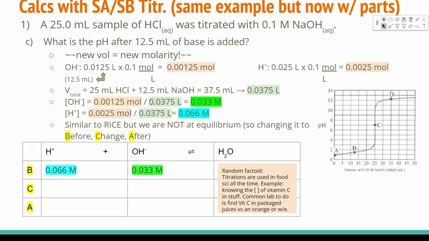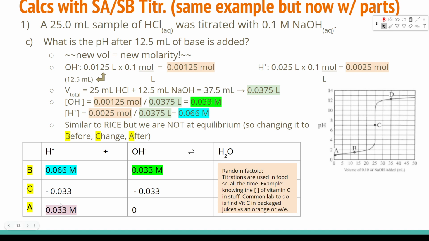So before, we have these concentrations of stuff, right? Because we literally just calculated it here. And so the change is who's neutralizing who. Now this is all 1-to-1 because H+ and OH-. So that means I'm going to use up all of my sodium hydroxide to neutralize with that H+. So my change is that these are subtracting because again it's 1-to-1. And so my after, this is going to be 0, and now I have 0.033 molar of H+ left from the strong acid.